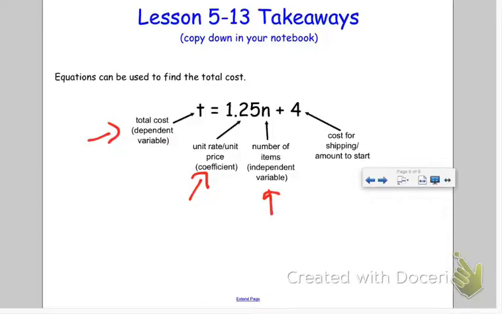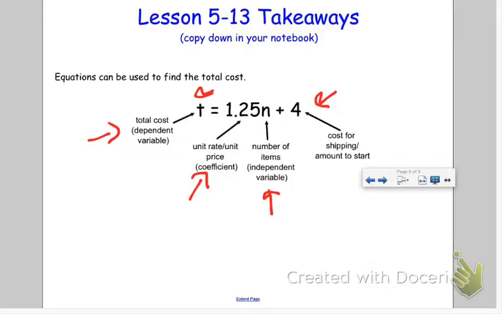N is going to represent the number of items, in this case the number of bracelets, and that's our independent variable. We could buy 5 bracelets, we could buy 100 bracelets, we could buy 300 bracelets. It could change. And that number of bracelets is obviously going to affect T, the total cost, making that the dependent variable. And anything extra that gets added on here is, in this case, the cost for shipping, or the amount of something that we have to start with. So whether we're buying 1 bracelet or 100 bracelets, we're definitely going to be spending at least $4 for shipping. So that's something we kind of start with.